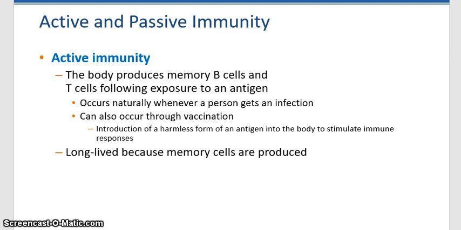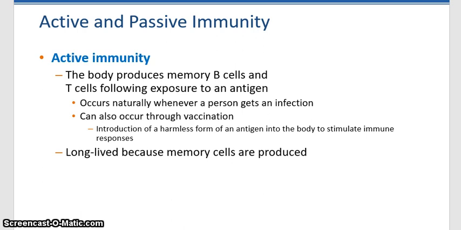So it doesn't matter whether we get that exposure through artificial means, like through a vaccination, or naturally bump into that antigen, our body is still going to form those memory B cells and T cells, and we can have that active immunity. So vaccinations are a very important part of developing immunity for our population, for our species, to be able to fight disease.